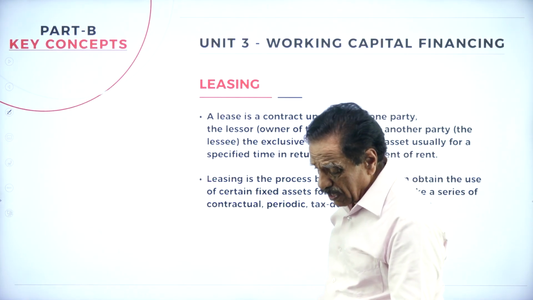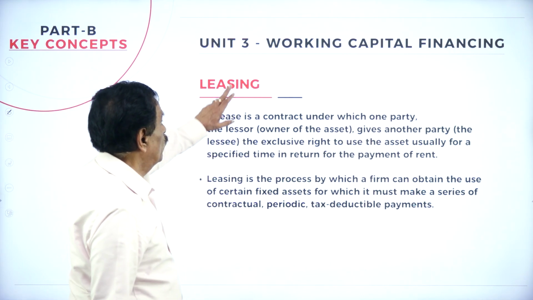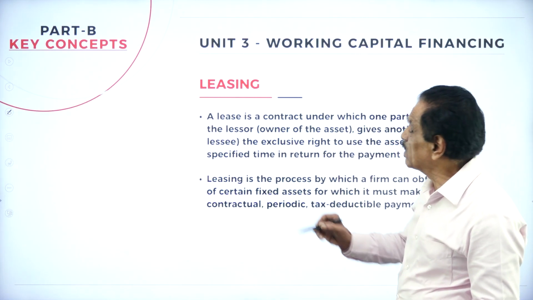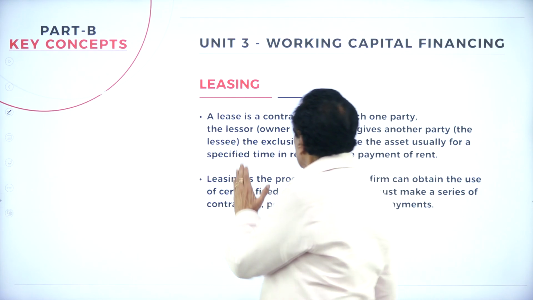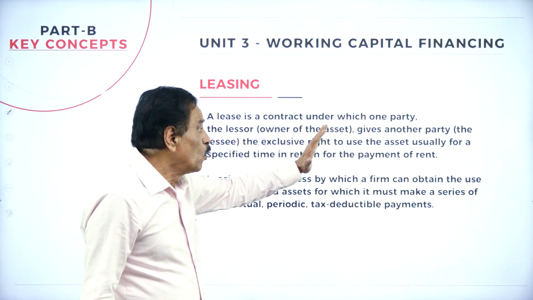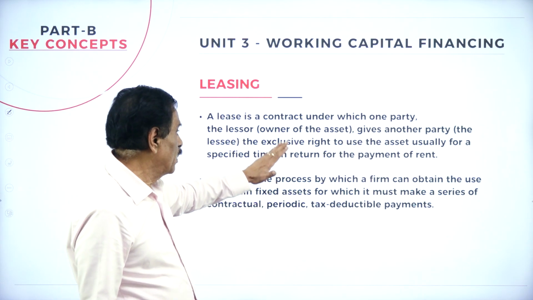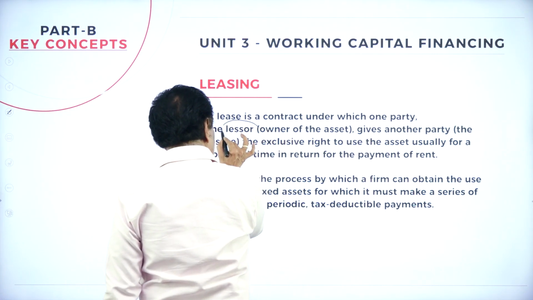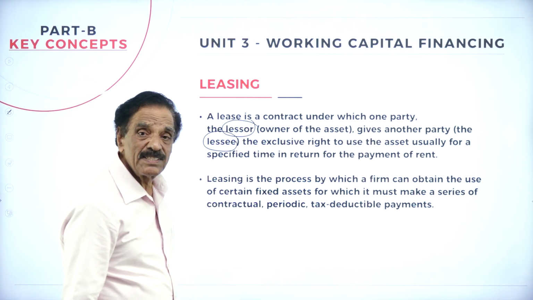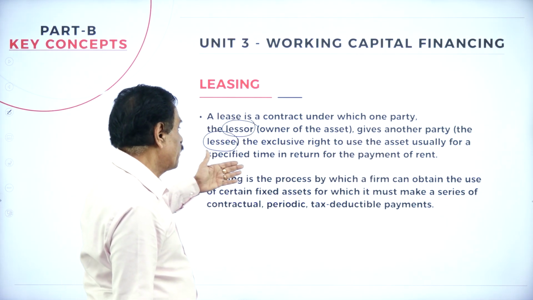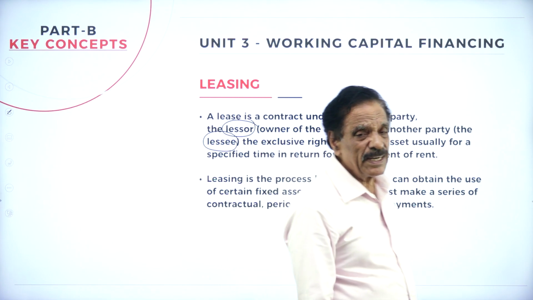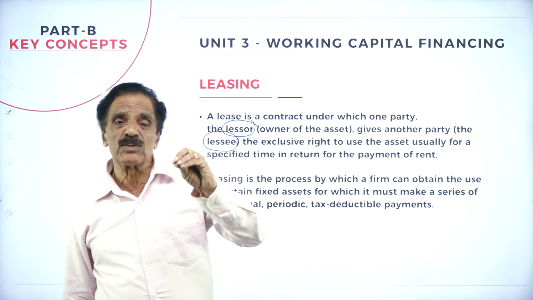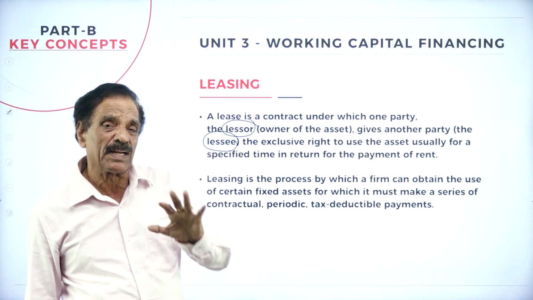So once you understand, now we'll go to the next one. Unit number 3, working capital financing. Under this method, you are going to study what is called leasing. A lease is a contract under which one party, the lessor, the owner of the asset, gives another party, the lessee, the right to use the asset, usually for a specific time, in return for the payment of rent. This is important: one is called the lessor, another is called the lessee. The lessor is the owner, the lessee is the utilizer of that right. You can utilize it for 2 years, 3 years, whatever it may be, and you have to pay the rent for that.